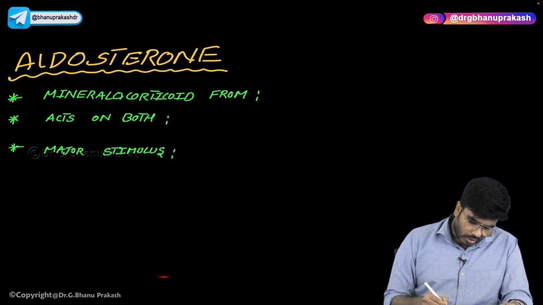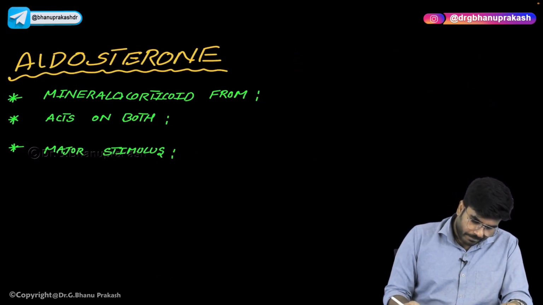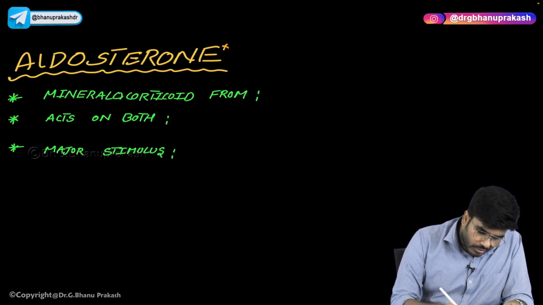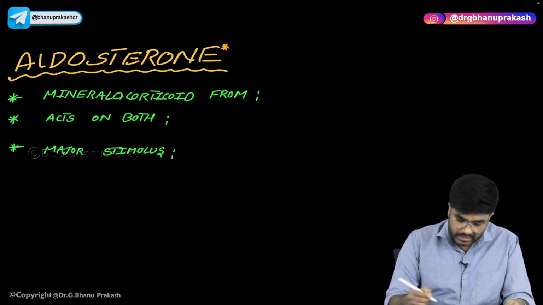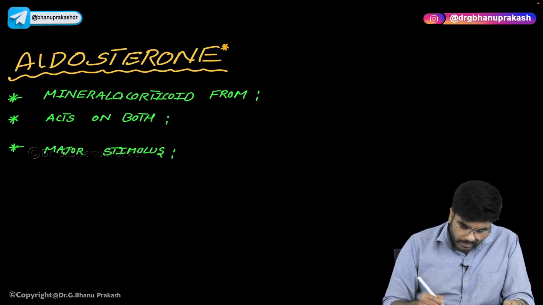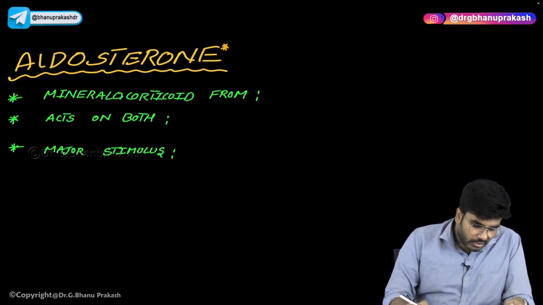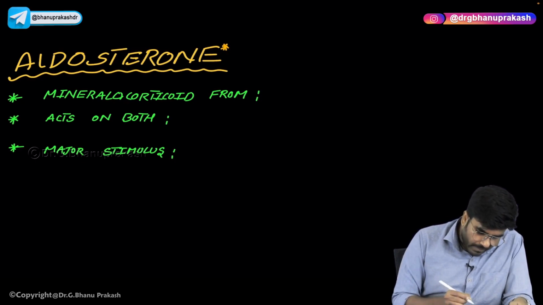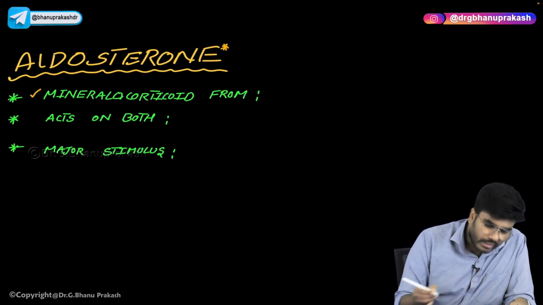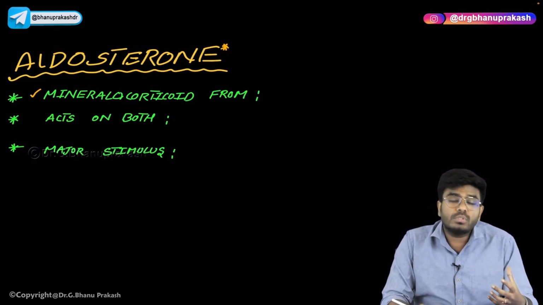Now let's talk about aldosterone. First of all, it's a steroid. Why are we calling it a steroid? Because it is derived from cholesterol. It's made from cholesterol. So aldosterone is a mineralocorticoid, and it is produced from where?